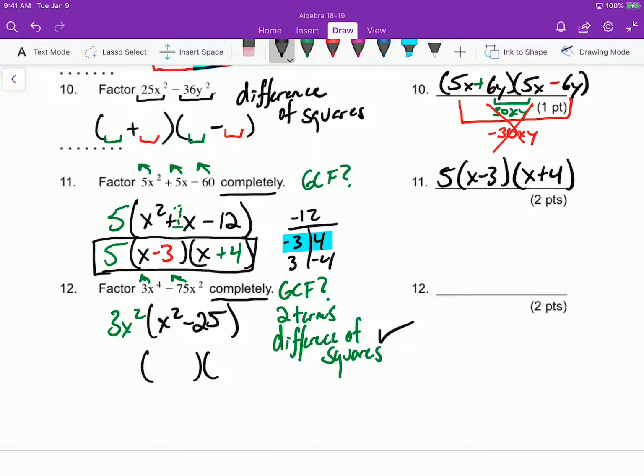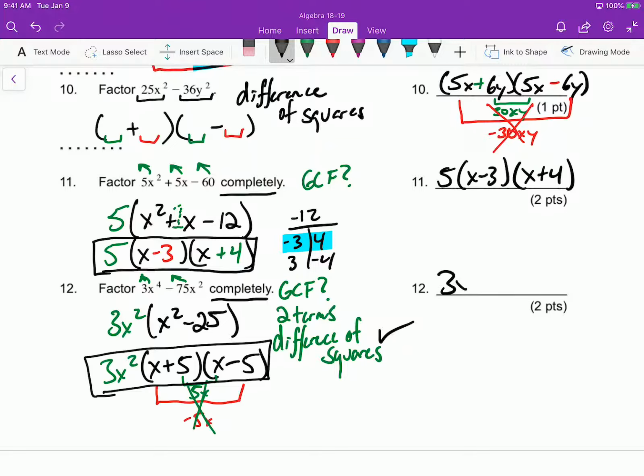So automatically, I know my leftover stuff in black there will be plus and minus of the same thing. So we got x, and 25 is, of course, 5 times 5. And again, just to show my work here, on the outside, I would get negative 5x. On the inside, I would get positive 5x. So that middle stuff would cancel out. So that is the difference of squares. But remember that GCF didn't go anywhere. It's still there. So all together, my full answer would be 3x to the second times x plus 5 times x minus 5.